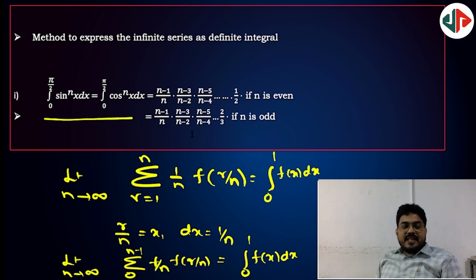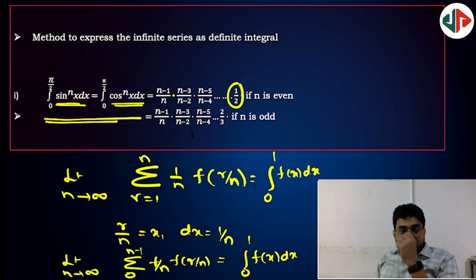And this is the successive reduction. Integral 0 to pi by 2 of sin^n x dx, or integral 0 to pi by 2 of cos^n x dx. The value will be (n-1)/n into (n-3)/(n-2), etc. The last value is 1/2, and then 1/2 into the value is pi by 2.